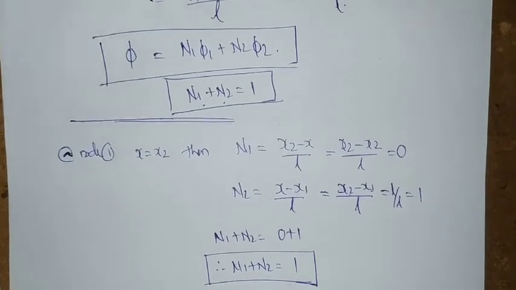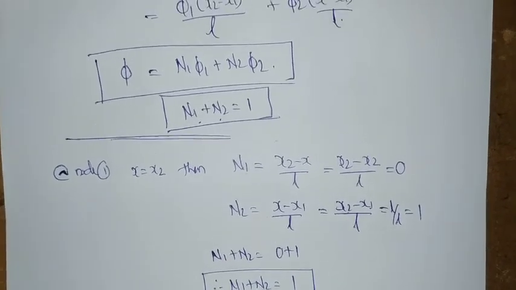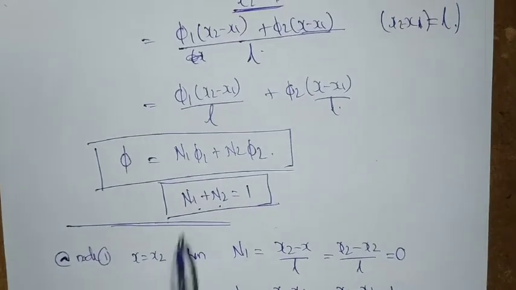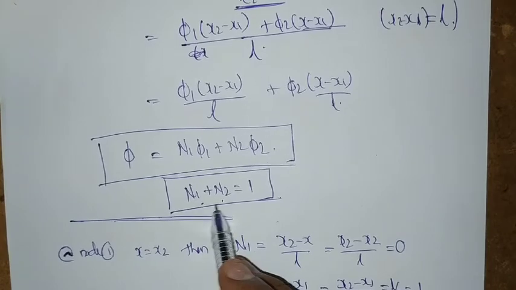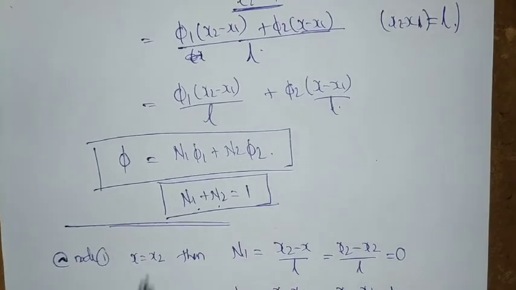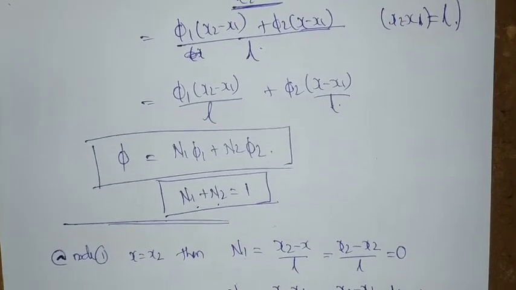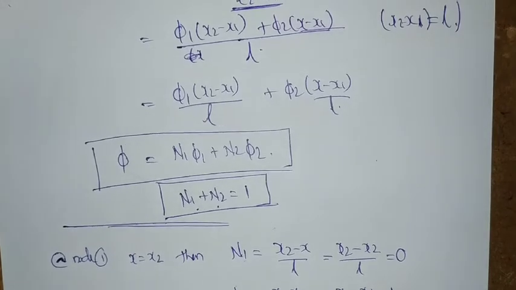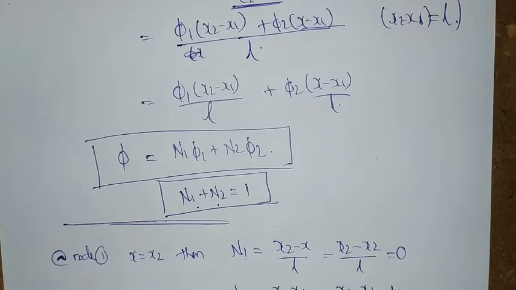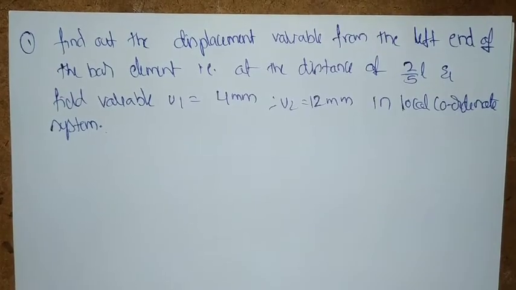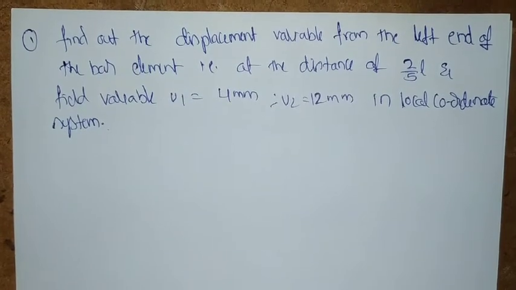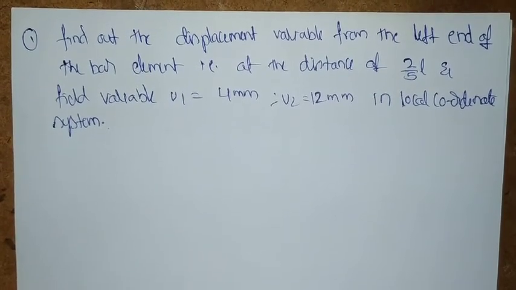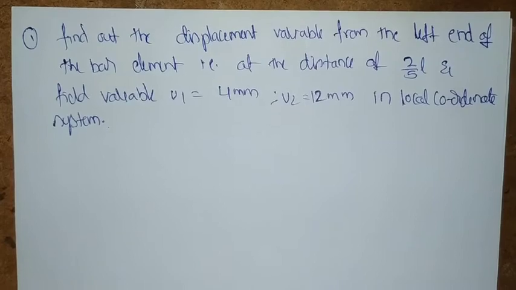So it has been proved. That's why, for a one dimensional bar element, the shape function phi is equal to n1 phi 1 plus n2 phi 2, and n1 plus n2 is equal to 1. By this we have derived the shape function for a one dimensional bar element. So we have completed the derivation of the shape function for the one dimensional bar element. Now we will see one example problem.